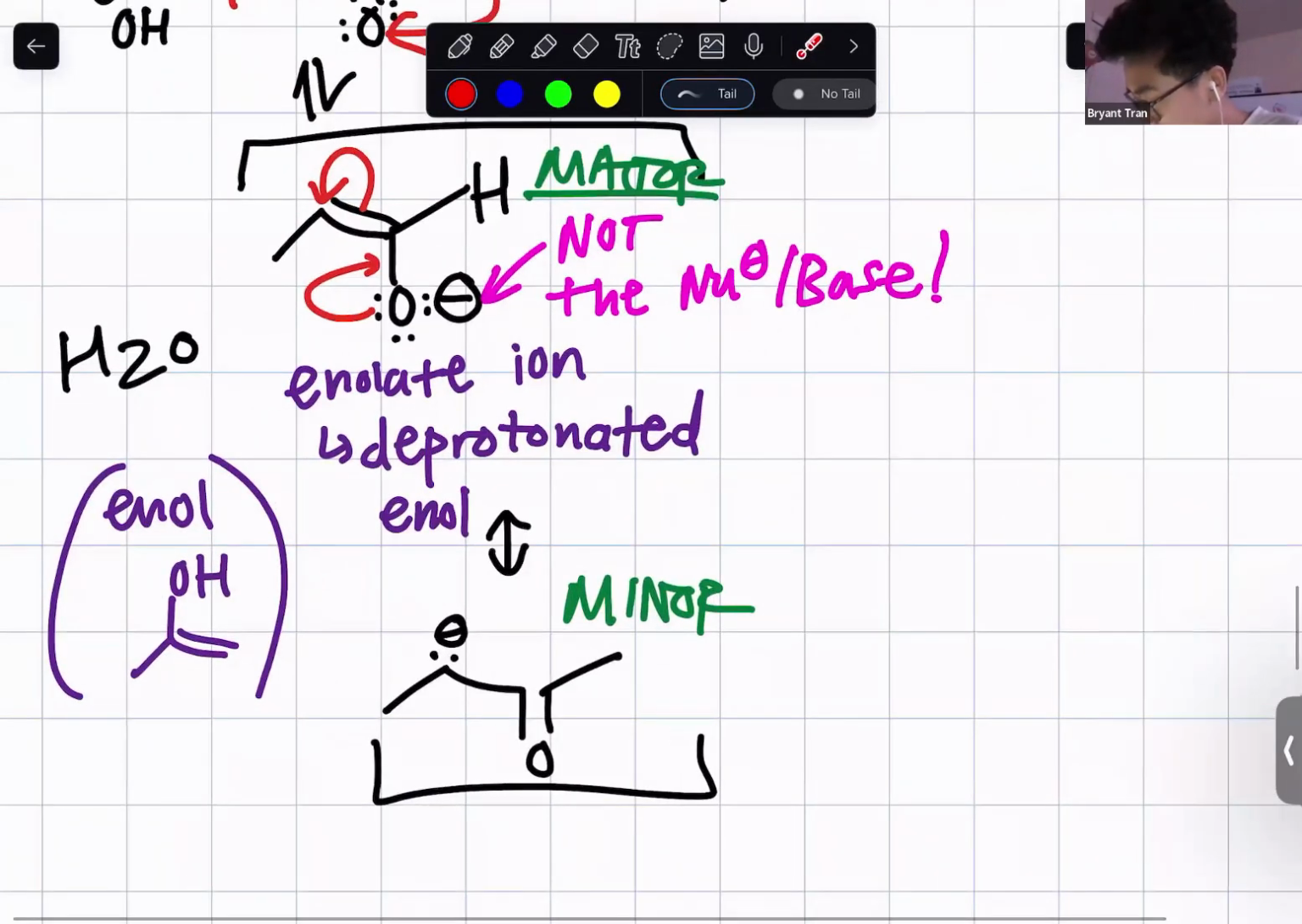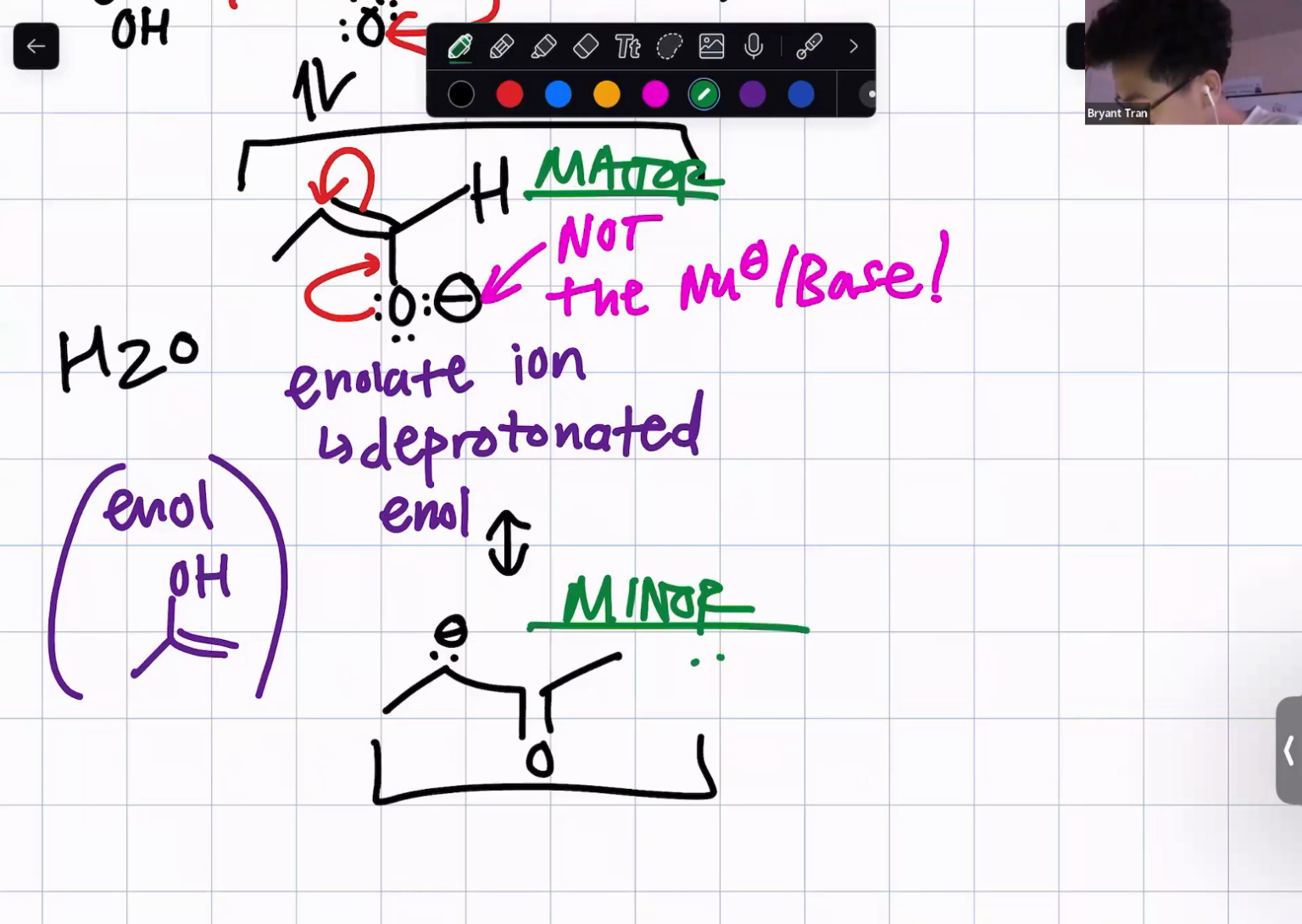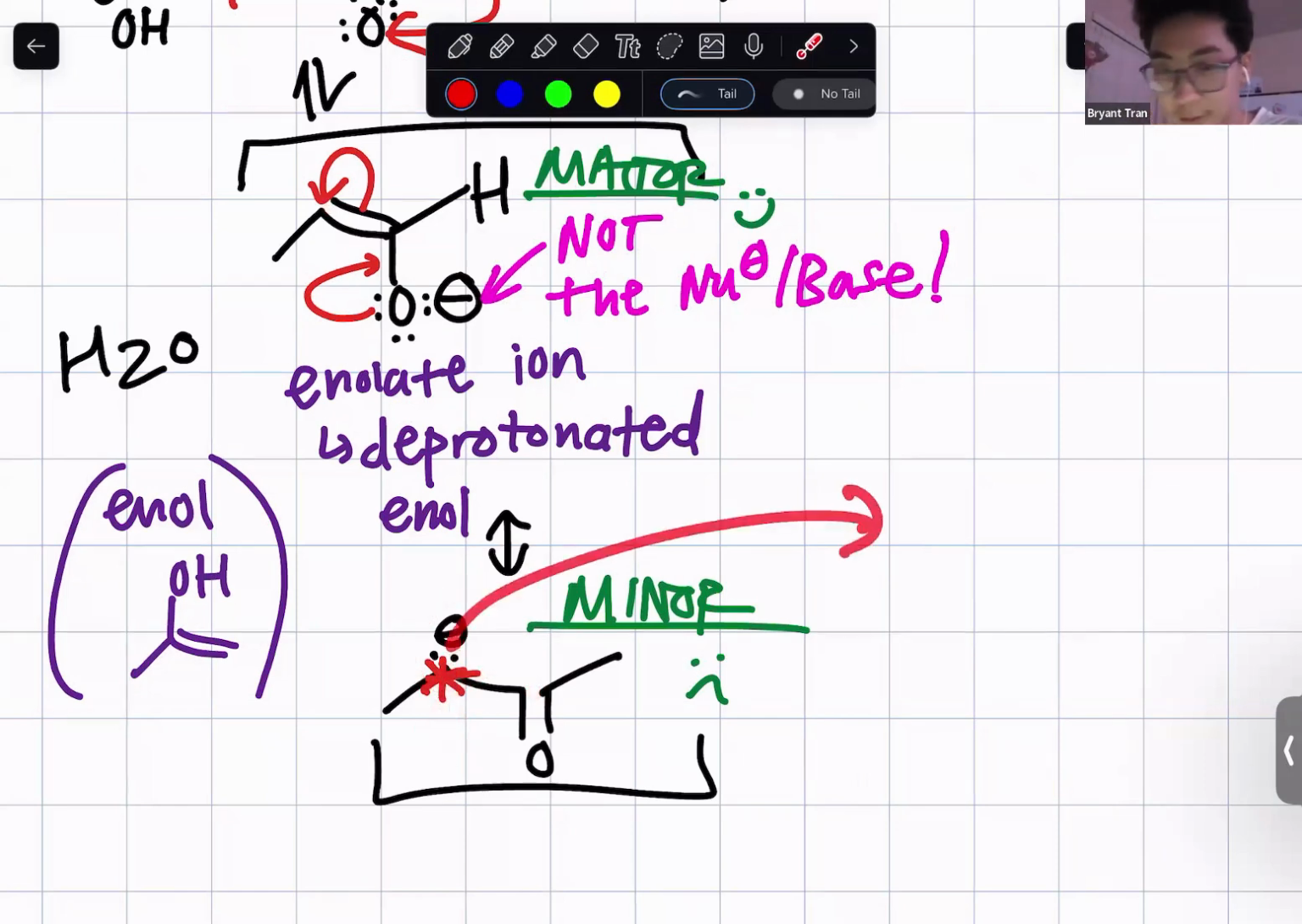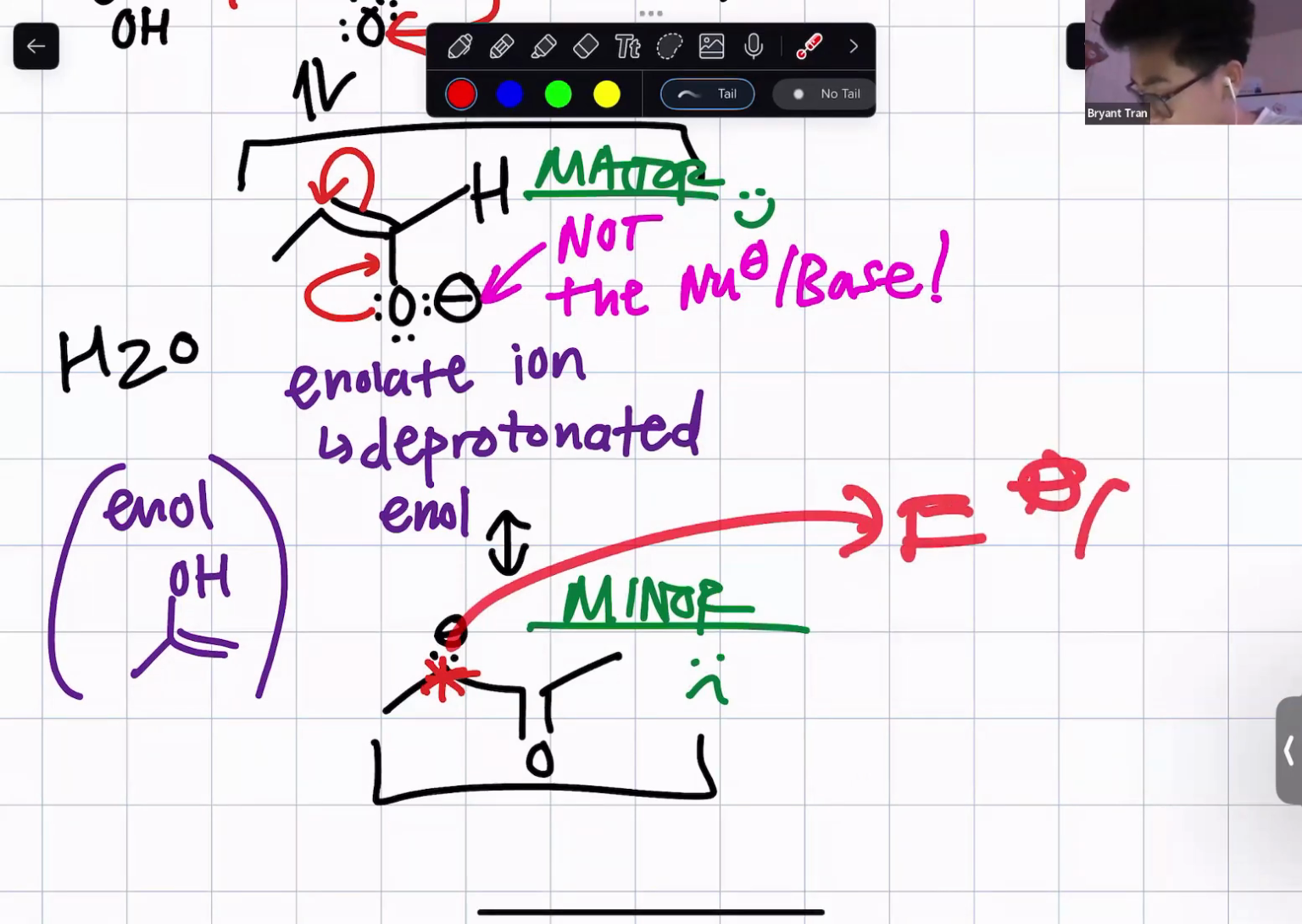Because this is the minor resonance contributor, it is unhappy, less happy, more reactive. This one is major, it's more happy, less reactive. So that's why I'm going to star this alpha carbon right here. This is the carbonyl carbon, this is the alpha carbon. That alpha carbon is my nucleophile and base, which is going to attack some electrophile, or base, or acid, H plus ion.